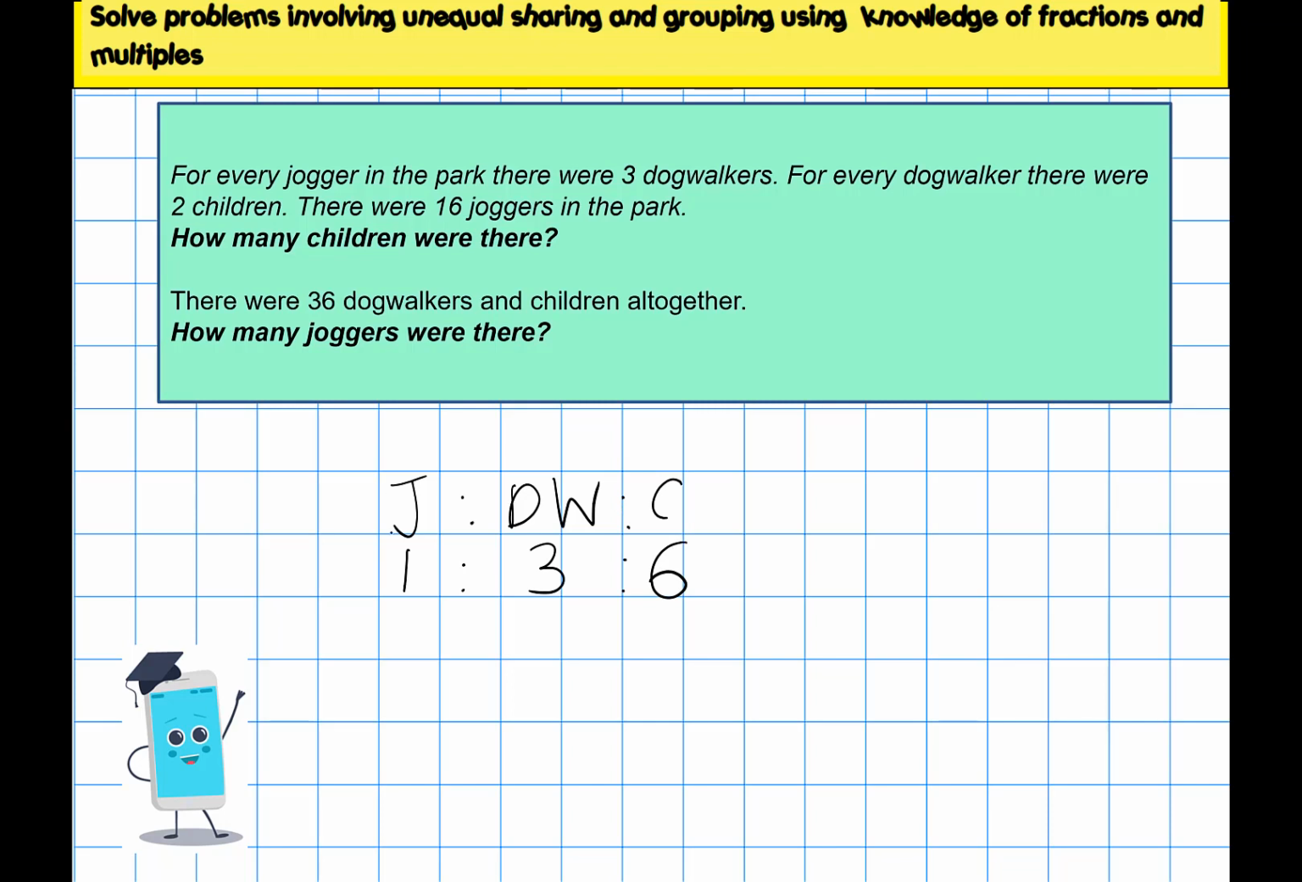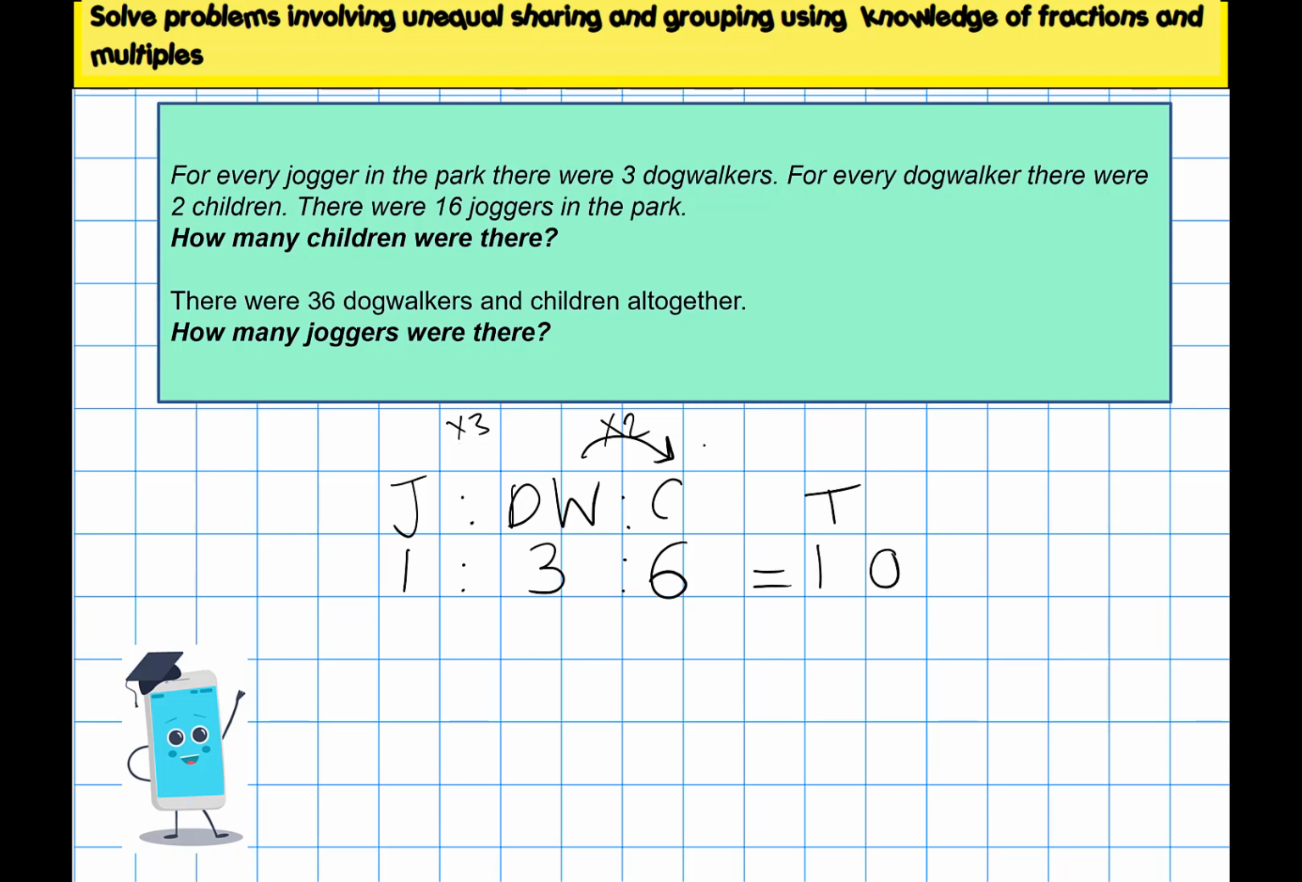Okay? So for every jogger, there were 3 dog walkers. And for every dog walker, there were 2 children. So from here to here is doubled, and from here to here was tripled. So I have to double this section. So there was 1 jogger. If there was 1 jogger, there would be 3 dog walkers and there would be 6 children. Okay, and then I like to add up all my parts. So in total, 1 plus 3 and 6 is 10.